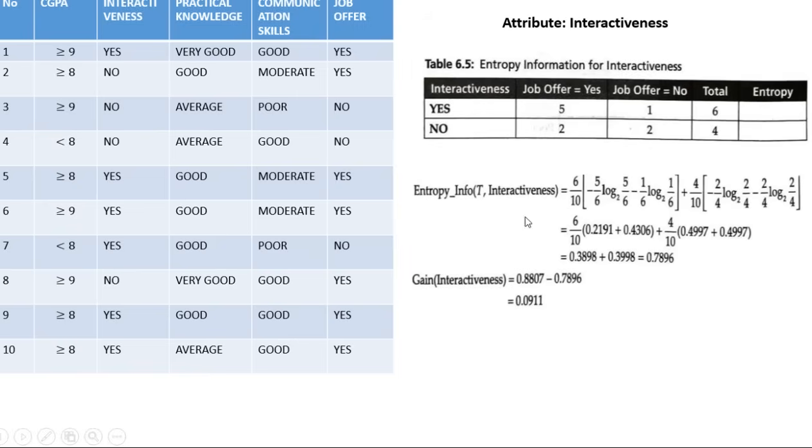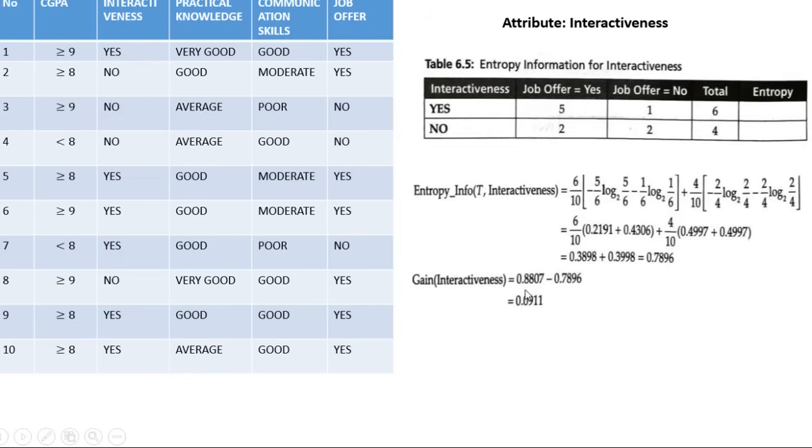Now find the entropy information for this attribute. Again, 6 is the total number for interactiveness yes, divided by 10, which is the total number of instances that we have. In brackets, minus 5 by 6 log of 5 by 6 minus 1 by 6 log of 1 by 6, plus 4 by 10, because the total is 4, times minus 2 by 4 log of 2 by 4 minus 2 by 4 log of 2 by 4. You calculate similarly, and you get the entropy information as 0.7896.